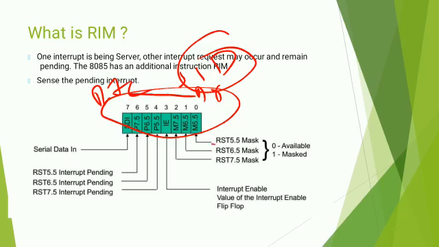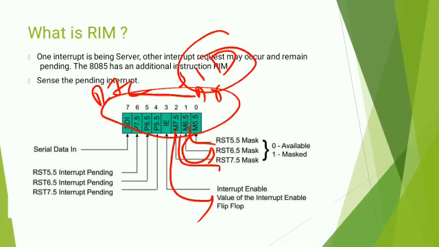Bits D0 to D2 are either 0 or 1, available or masked. M5.5 means RST 5.5 mask. M6.5 means RST 6.5 mask. M7.5 means RST 7.5 mask. If it is set to 0, then available. If it is set to 1, then it is masked. Now bit D3, i.e. interrupt enable, is the value of the interrupt enable flip-flop.